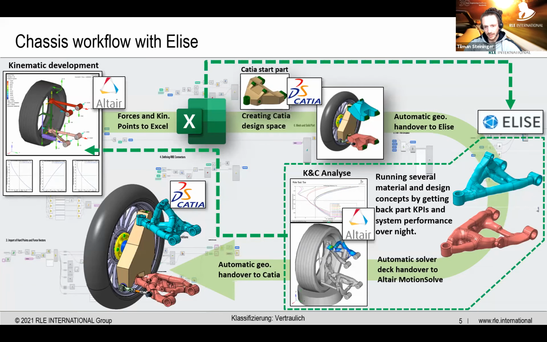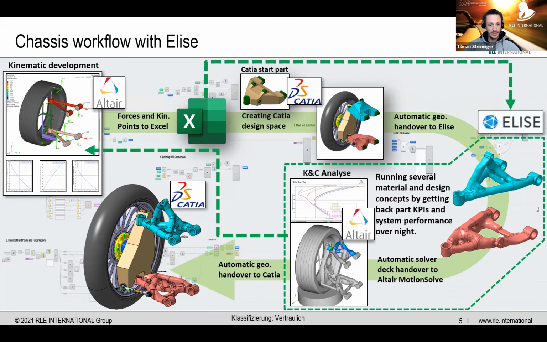You also get the solver decks, or not just the solver decks, you also get the information about stiffness and strength or deflection values and so on. And you also get the solver decks of each component, which you then can use in your elastokinematic analysis, for example, a KNC analysis or just the elastokinematic.